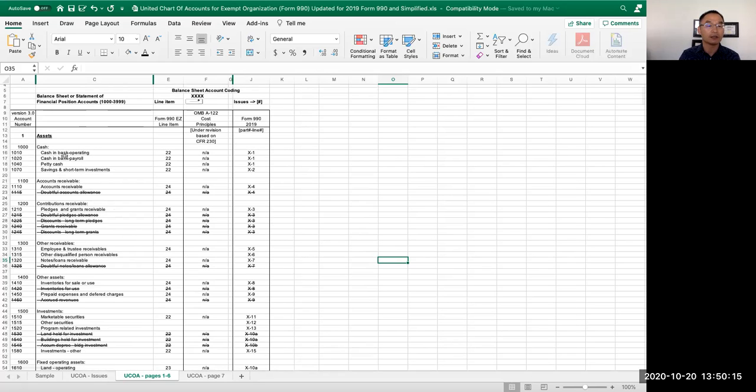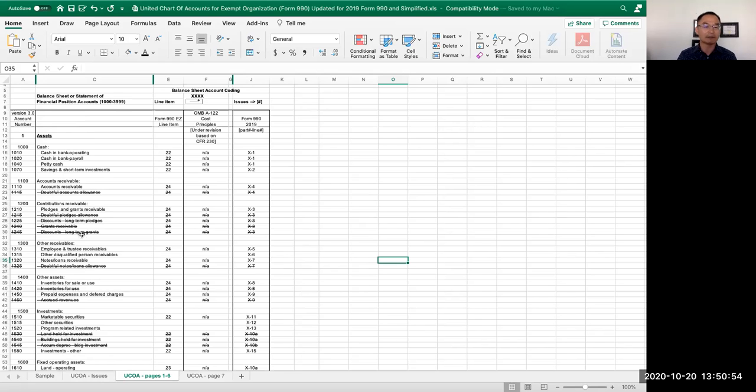So first, the cash is fine. Accounts receivable, I got rid of the doubtful accounts receivable. In my practice, I found most nonprofits don't book doubtful accounts receivable, and you usually use the direct write-off method. So let's just keep it clean. And same for the pledges and grants receivable. So before you had the pledges receivable, grants receivable separate. So I actually got rid of the grants receivable and use just one. I think I found that one is enough. And it's also on the Form 990, there's only one line item. And the doubtful accounts, let's get rid of that.